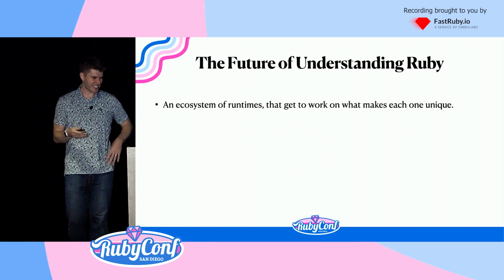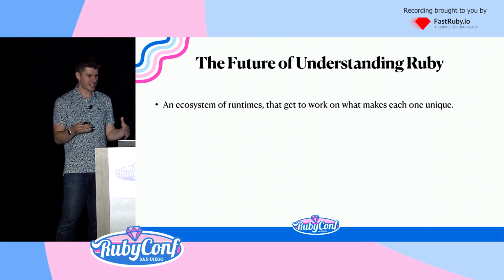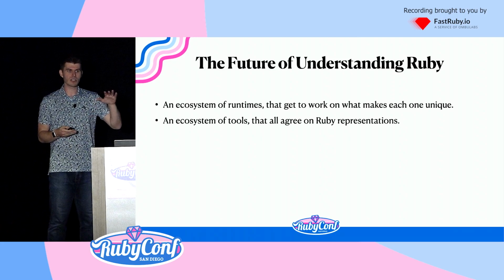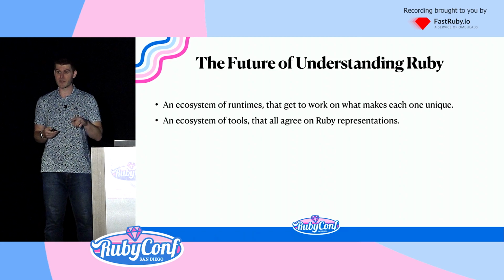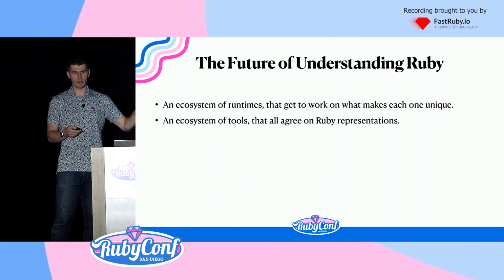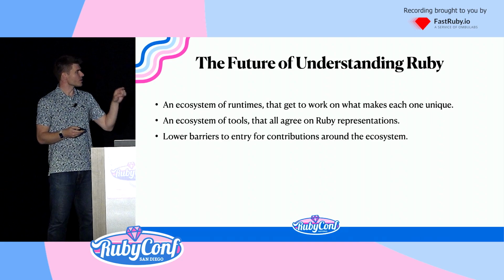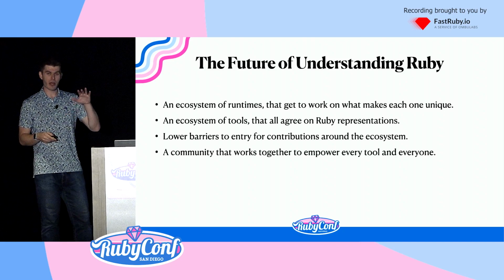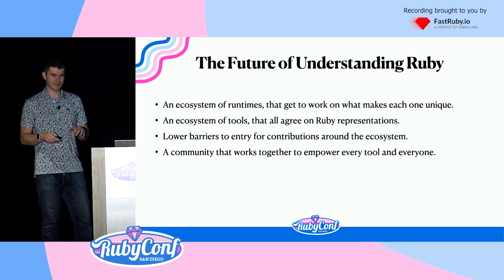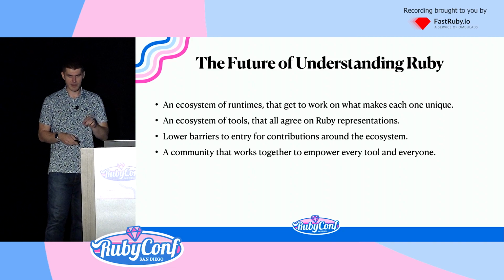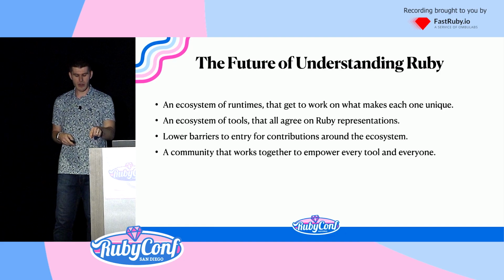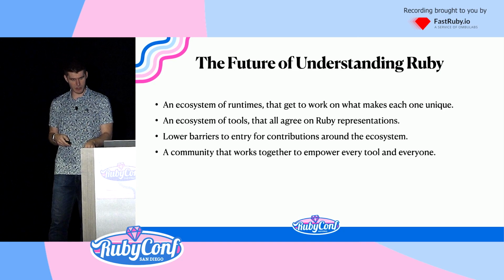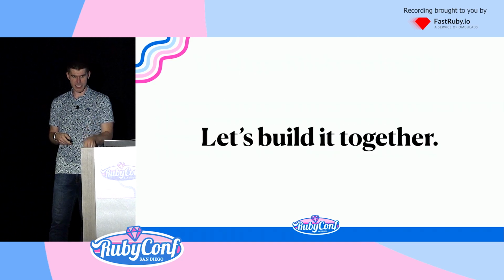The real answer is building an ecosystem of runtimes that get to work on what makes each one unique. It's building an ecosystem of tools that all agree on the Ruby representations. You want to find out what specific code does? Ask any tool. They should all agree. Lowering the barrier to entry for contributors around the ecosystem, and a community that works together to empower every tool and every person. This is the future of understanding Ruby. It's not the future of code understanding Ruby, it's the future of you understanding Ruby. It's the future of our community understanding Ruby at a deeper level. Let's build it together.